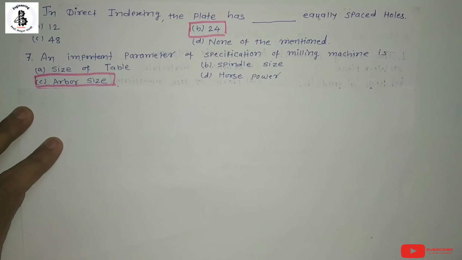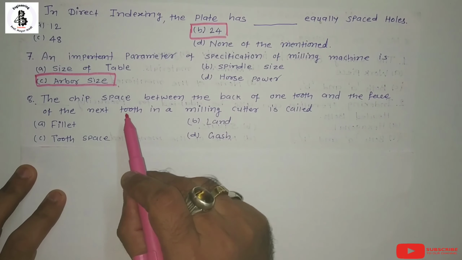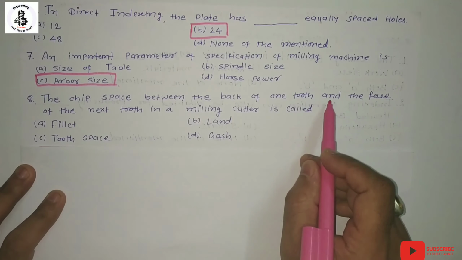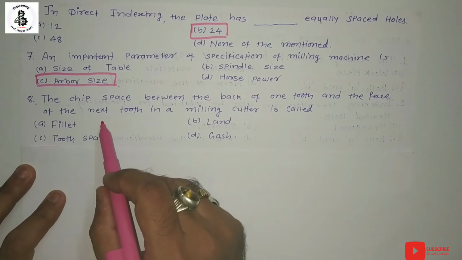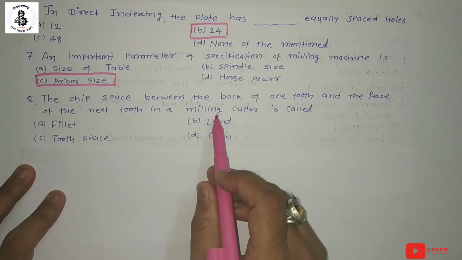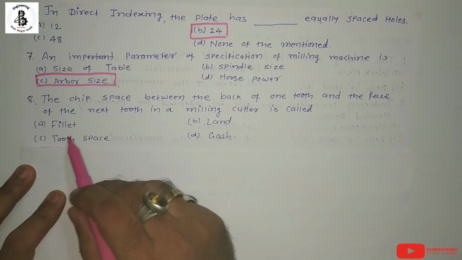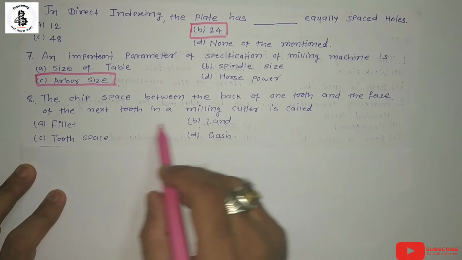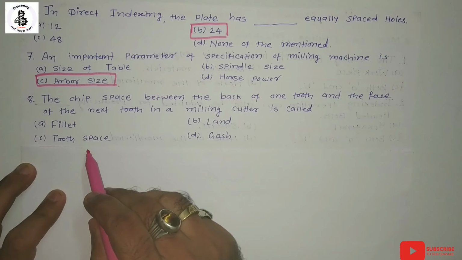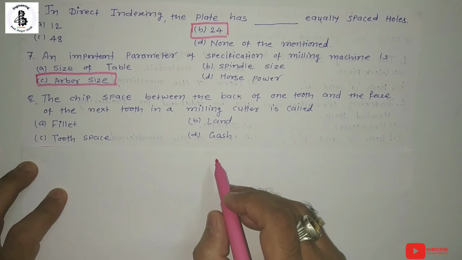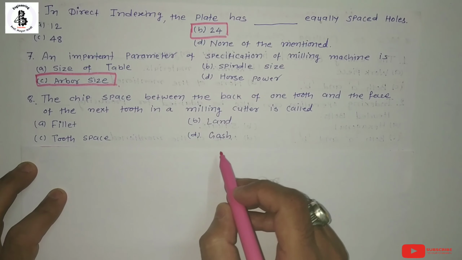The next question. The chip space between the back of one tooth and the face of the next tooth in a milling cutter is called as option A, fillet, option B, land, option C, tooth space, and option D, gullet. So basically that will be called option D, gullet.